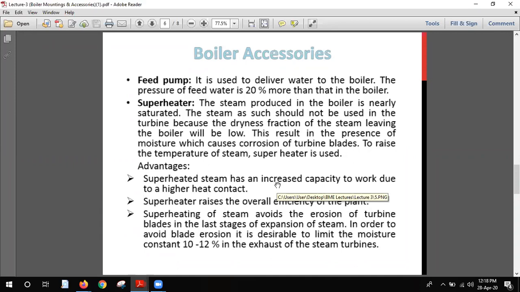Because you know that when the amount of heat is so high, that means the water atom or the steam atom gets more kinetic energy. So they are moving so fast. When they have more kinetic energy and hit the steam turbine, it can work properly, it can work more efficiently. So that's why superheated steam is used. And it also raises the overall efficiency because it has much more moving energy. That's why the overall efficiency can be much higher.